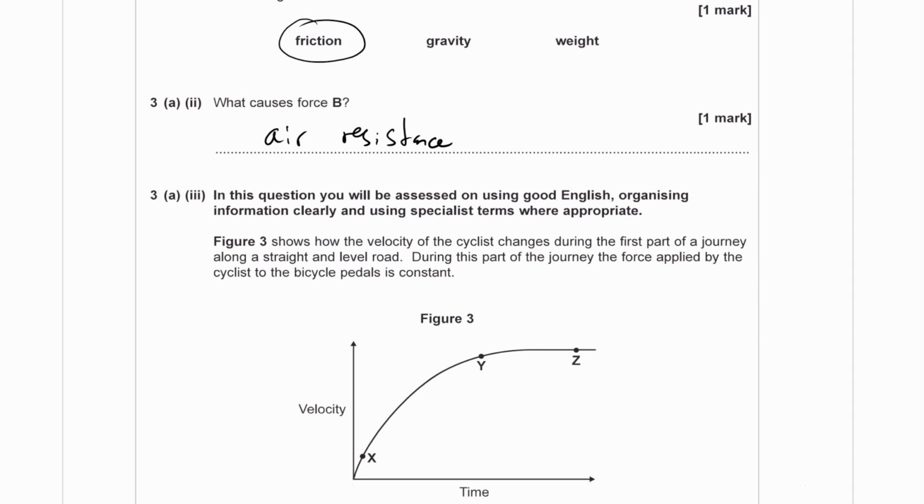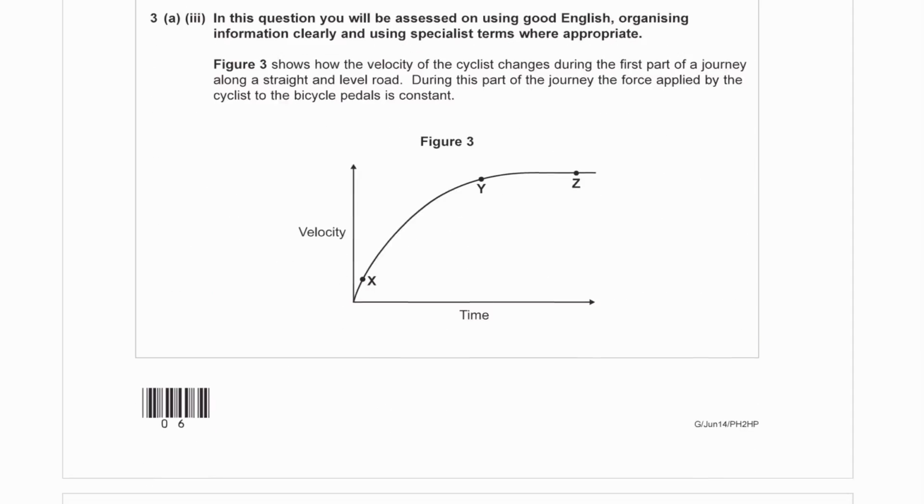Question 3A part 3. It says we're going to be assessed using good English. Figure 3 shows how the velocity of the cyclist changes during the first part of a journey along a straight, level road. During this part of the journey, the force applied by the cyclist to the bicycle pedals is constant, and we have a curve here. Because we're on a straight, level road, we can't say the cyclist is going down a hill and then uphill. It's flat, it's level, and so we need to come up with something else.